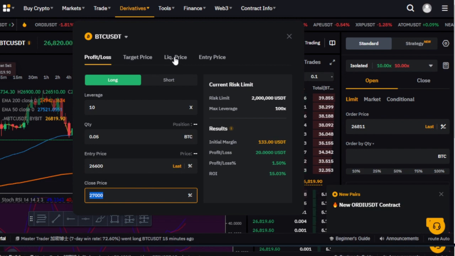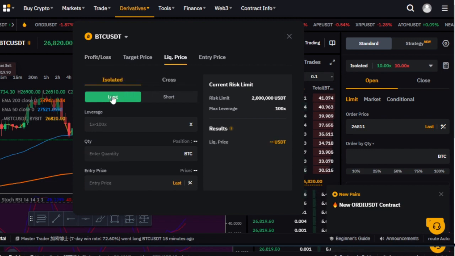So if you come to the liquidation price option, remember we are longing, and we are using 10x leverage. The quantity of BTC we traded was 0.05, and our entering price for the long was 26,600.